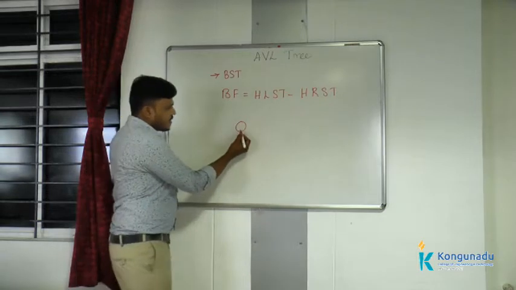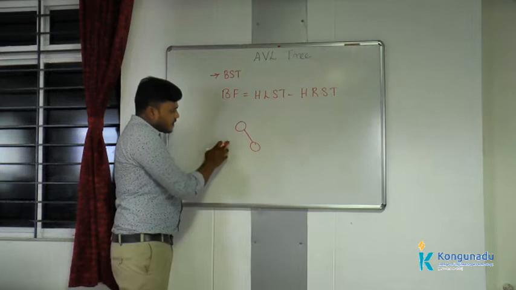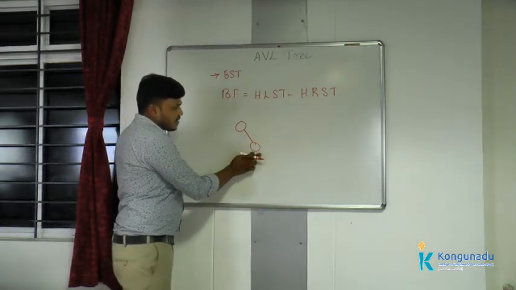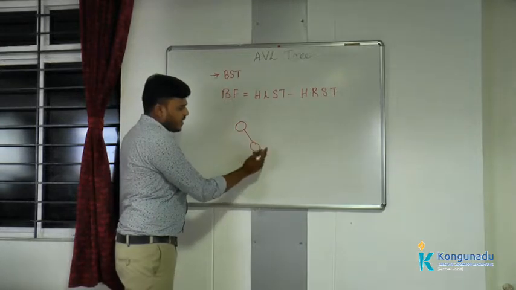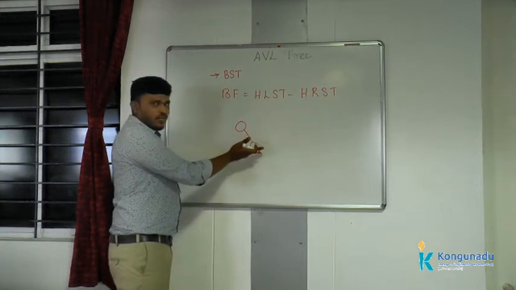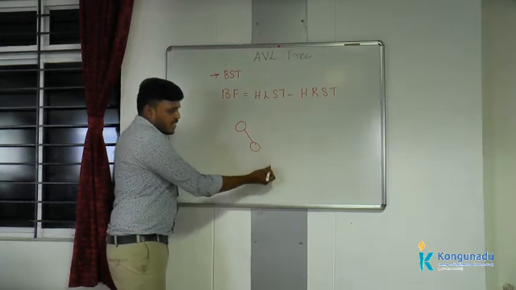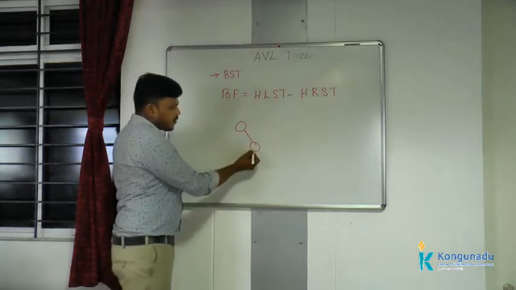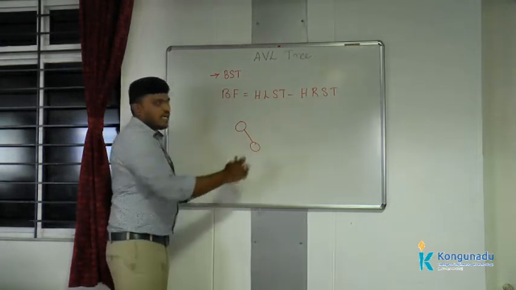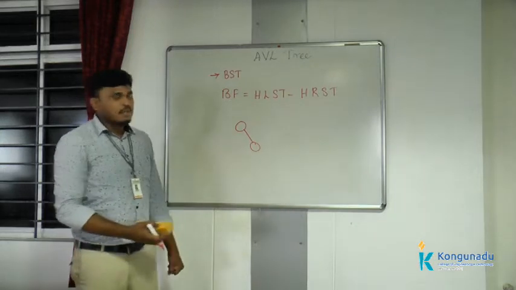For example, this node does not have a left child, so the left child height, we have to take as minus 1. Similarly, for this right child, it is present, so no issue, and we have to take the height as 0. Similarly, for this node, the left child is not present and the right child is also not present, so we have to take the value as minus 1, and here also we have to take the value as minus 1. Okay, let's discuss one small example.